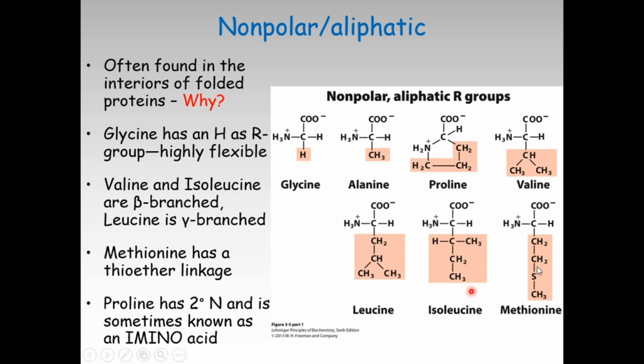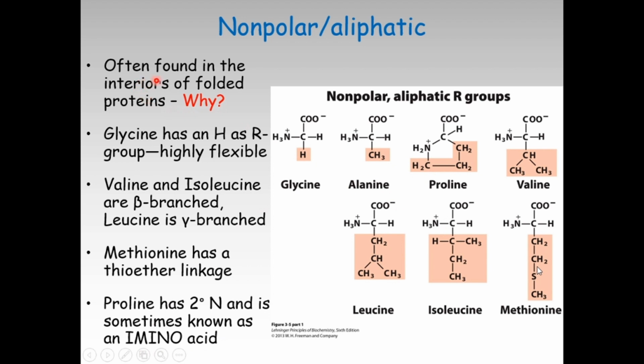So these are the different amino acids, and here we will be introduced to the branched amino acids, right? Valine and isoleucine, right? Valine is branched, isoleucine is branched, as well as leucine. Leucine is gamma branched, whereas valine and isoleucine are beta branched. That's the difference. Now proline, like I said, has a secondary nitrogen, secondary amine group, and is sometimes known as the imino acid.